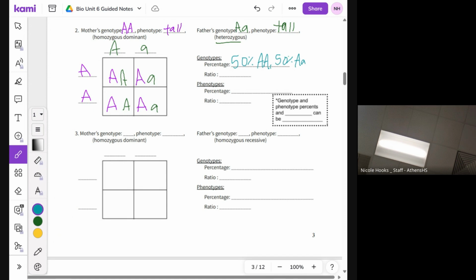But notice here that the phenotypes are the same, because this is going to be tall and this is going to be tall. Both of those are going to be tall. So the phenotype is the same as the last one, 100% tall. Ratio for that one, 4 to 0. Ratio for this one, 2 to 2, because there's 2 that look like one thing, 2 big A, 2 little a, and then 2 that look like another thing, big A, little a. So note there in the corner, genotype and phenotype percents and ratios can be different. They're not always going to be exactly the same because that heterozygous genotype looks different, but the phenotype is the same.